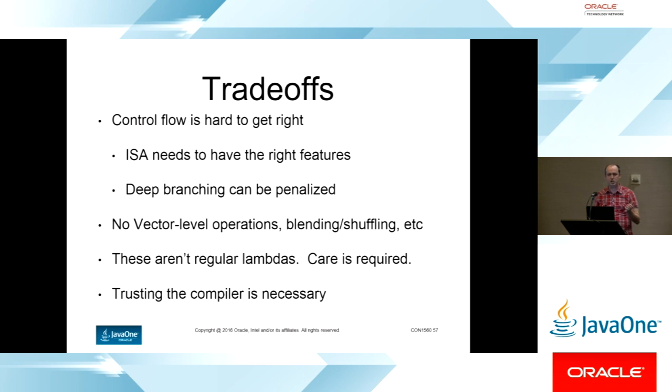If you have deep branching, what you're usually going to do on a lot of ISAs is mask your operations, and so you have to do double work and mask for each branch that you're masking for. You're going to have to execute both branches with the correct masks in place. So still more thought to be put on that one. And we don't have vector level operations, and there are interesting vector level operations, like blending and shuffling of vectors.